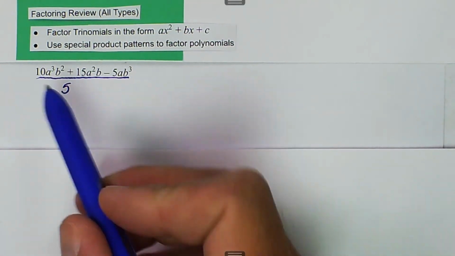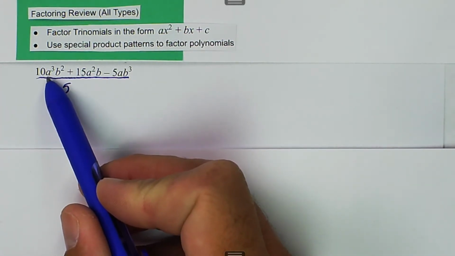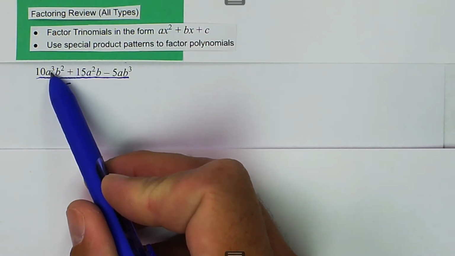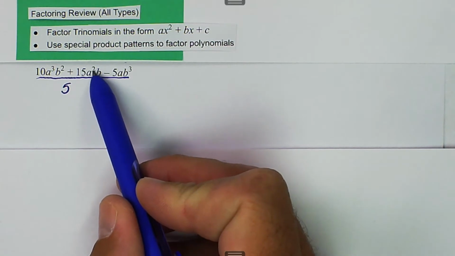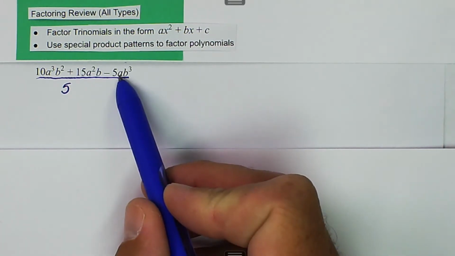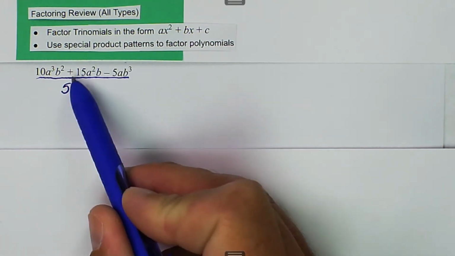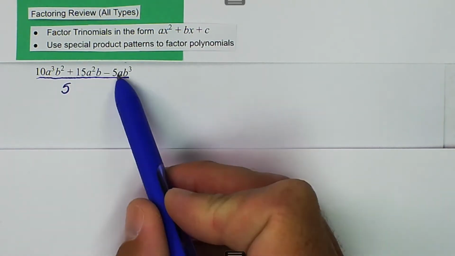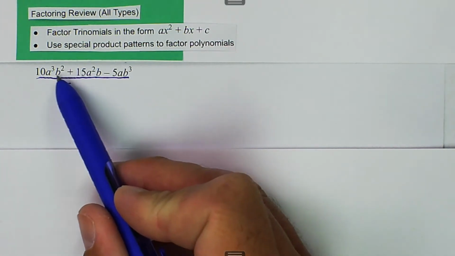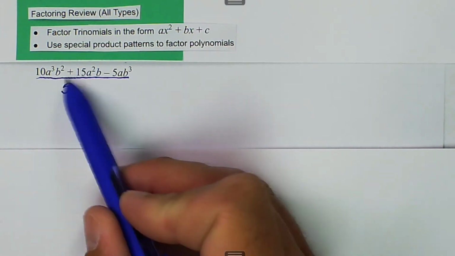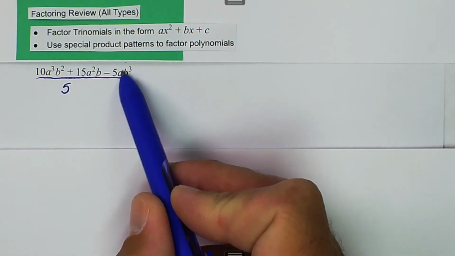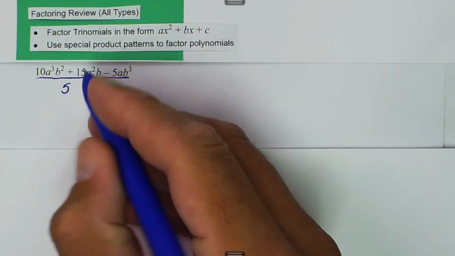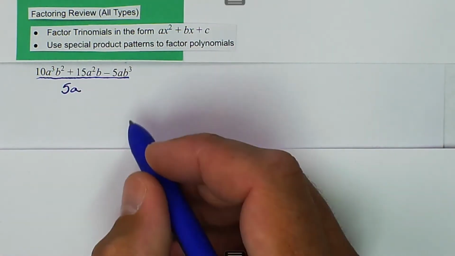The next thing we look at is the first variable next to the first coefficient. So here we have a cubed. And we have to make sure that each term has an a in it. So here we have a squared, and here we have a to the first. So each term has at least one a in it, so we can take the smallest variable out. So here we have a to the third degree, a to the second degree, and a to the first degree. So we can factor a single a out.